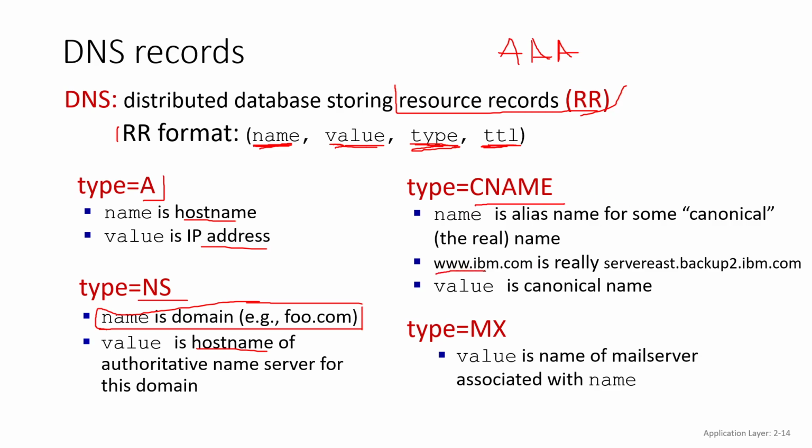We have the CNAME, which is the canonical name, which is the long name. So let's assume that we want to get IBM. The name will be an alias for the canonical name. The name is ibm.com, and the value is the whole real big name of that particular website, which is IBM.